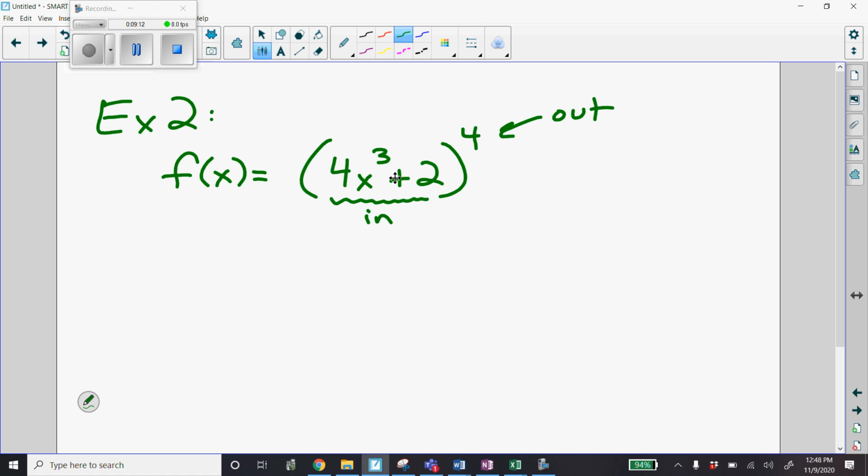Now I could do 4x cubed plus 2 times 4x cubed plus 2 times 4x cubed plus 2 times 4x cubed plus 2, and I could do the product rule 4 times, but that's going to get really awful. The chain rule helps us to do this quicker. I start with the derivative of the outside. And again, if my outside is like x to the 4th, I know the derivative is 4x cubed. But again, this is the derivative with respect to x.